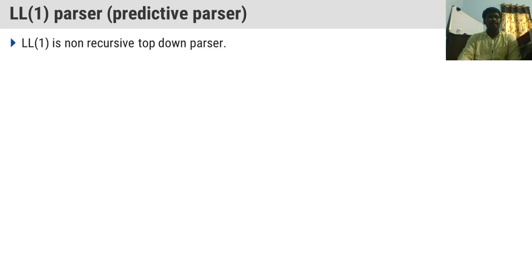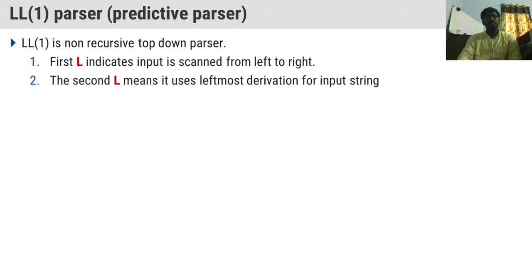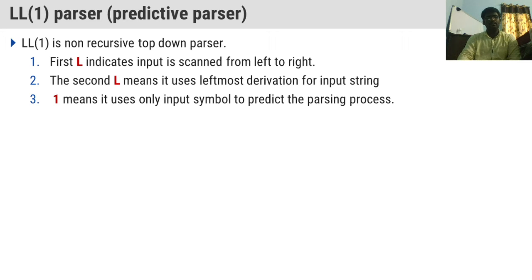In LL1, we will observe that two L symbols are there. The first L indicates that scanning of input is from left to right. The second L indicates that it uses leftmost derivation for the input string, and one indicates only one input symbol we will use to predict the parsing process. So the whole meaning we will understand later, what we are doing in the LL1 parser.